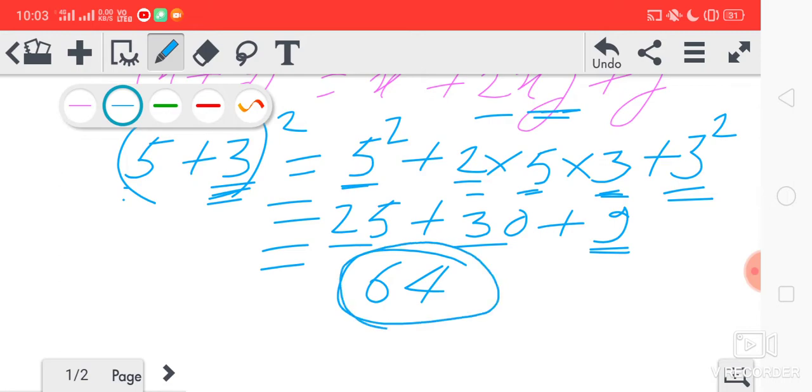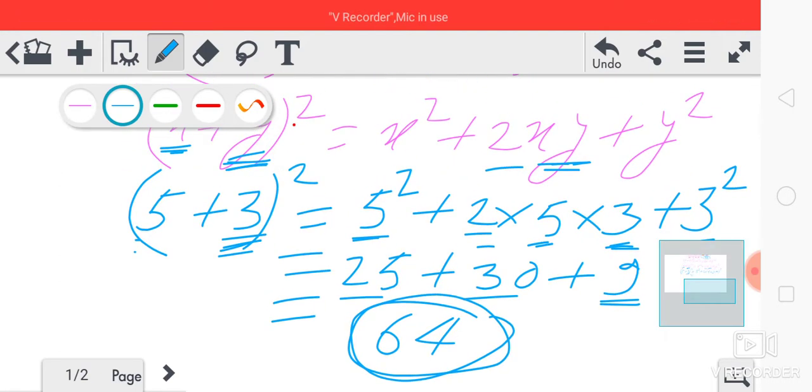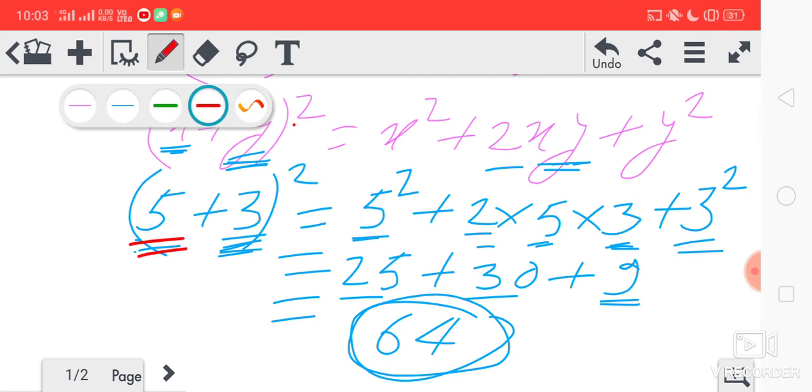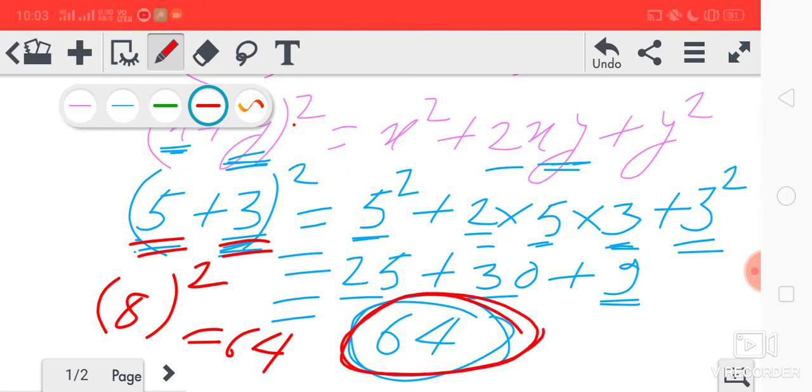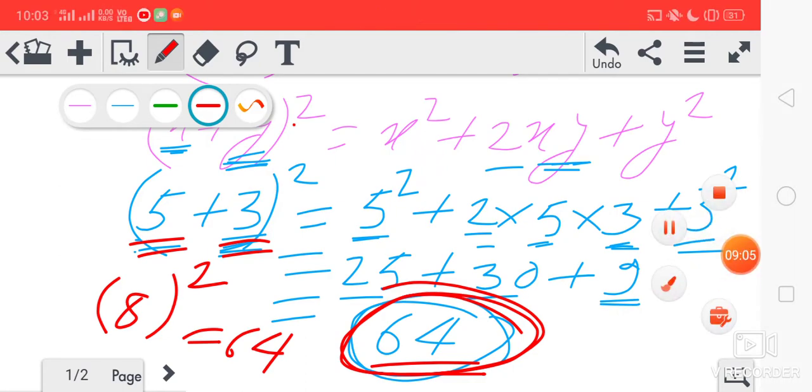So how much we are getting? 64. From here also you can see 5 plus 3. You can see here 5 plus 3 is how much? 8, and it is 8 square. So 8 square we already know 64, and by using the formula also we are getting 64. Okay. So by using this formula you can solve the given question.